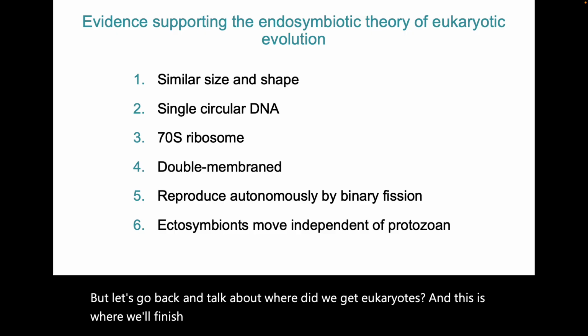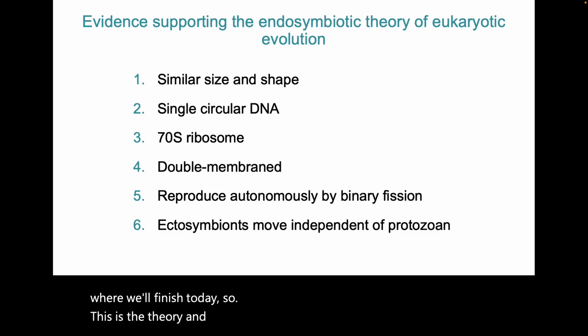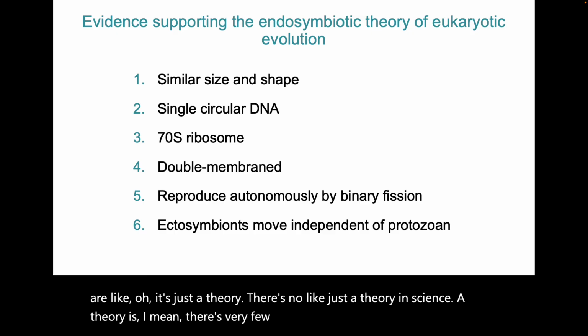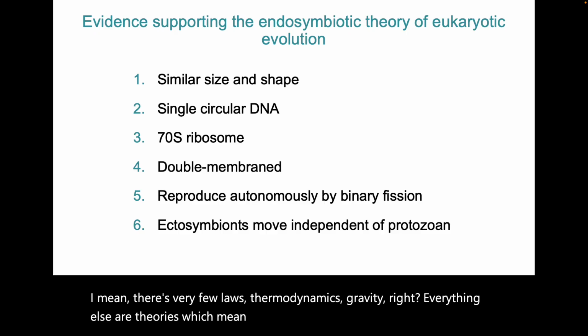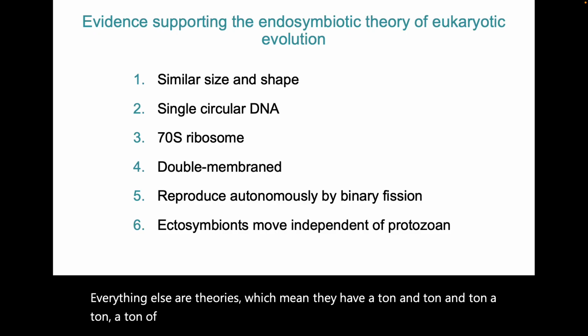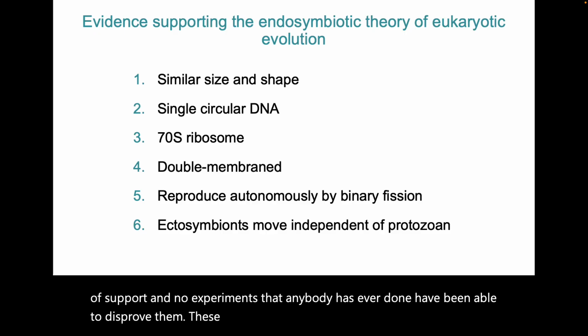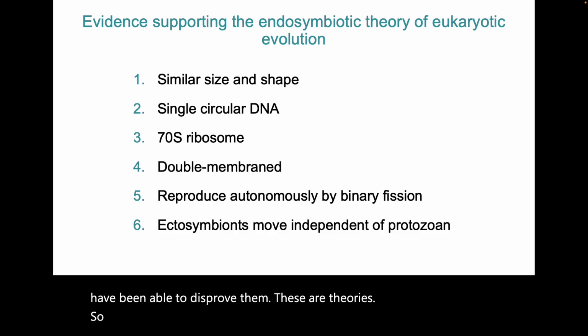So this is the theory, and remember in science, I know like in the public people are like, oh, it's just a theory. There's no just a theory in science. There are very few laws. Thermodynamics, gravity, right? Everything else are theories, which means they have a ton of support. And no experiments that anybody has ever done have been able to disprove them. These are theories. So the prevailing theory is the endosymbiotic theory, that nucleus, then mitochondria, then chloroplasts.